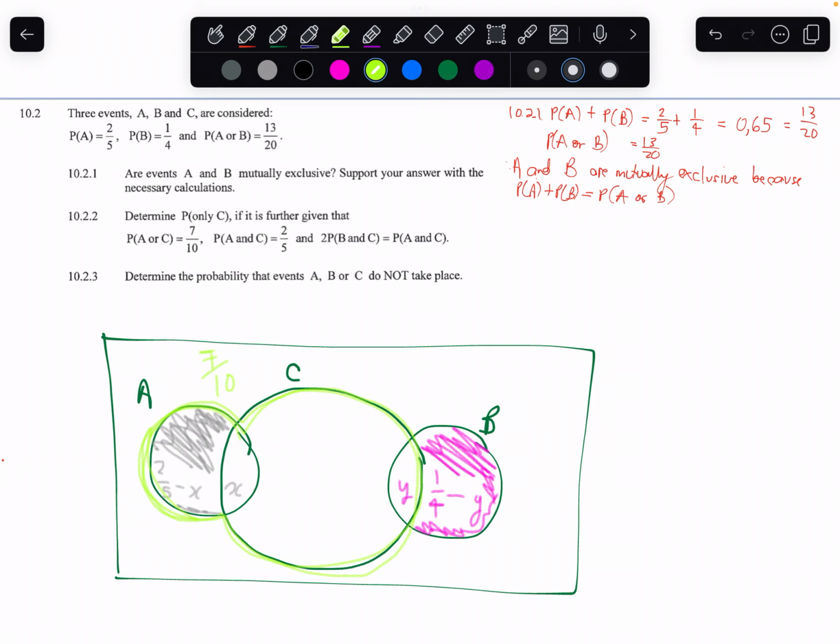And then the probability of A and C happening is 2/5. How interesting, because the probability of A is 2/5. So actually, there isn't a chance of only A happening. If A happens, C has to happen as well. So that changes our diagram slightly.